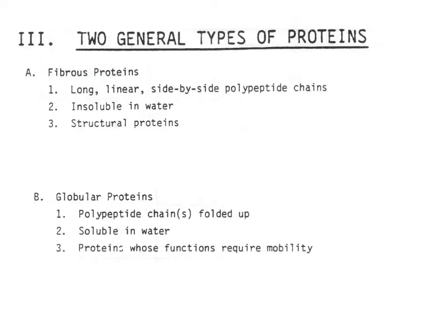There are two general types of proteins that are found in the body. The first type are the fibrous proteins. These are long, linear, side-by-side polypeptide chains. These are insoluble in water, and they are used for structural purposes.